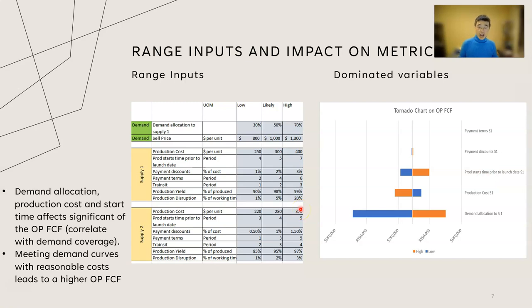Operating free cash flow and demand curve coverage are correlated. Meeting the demand curve with a reasonable cost will lead to higher operating free cash flow. That's why I decided to show this metric. These three variables right here already give us many outcomes. What if we permutate all these variables by 1,000 times? What will the results look like?